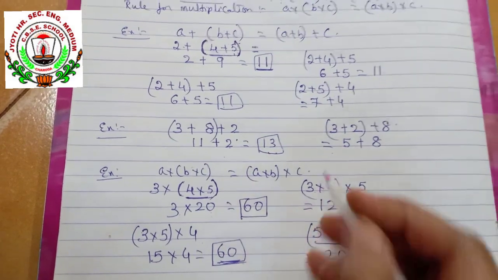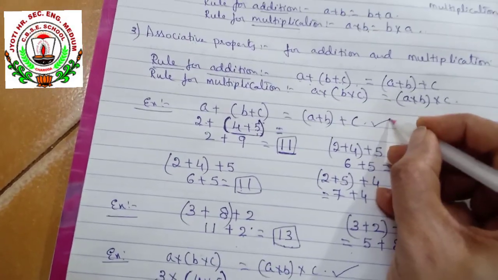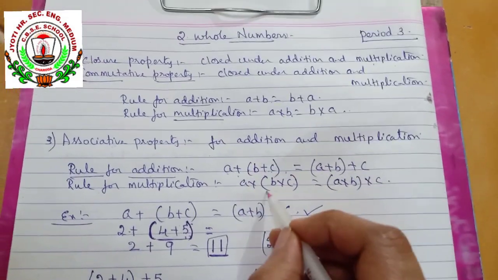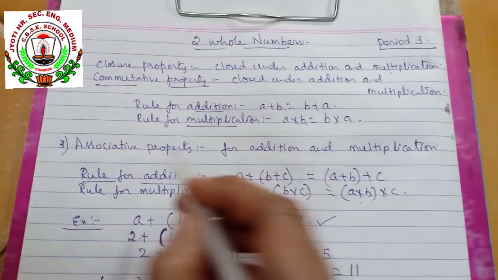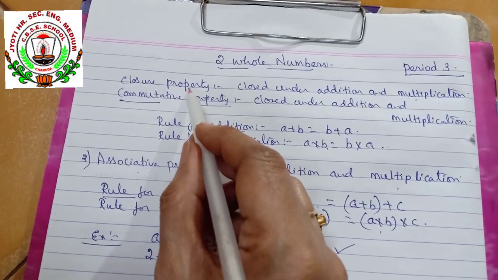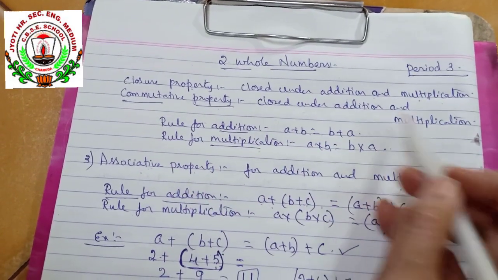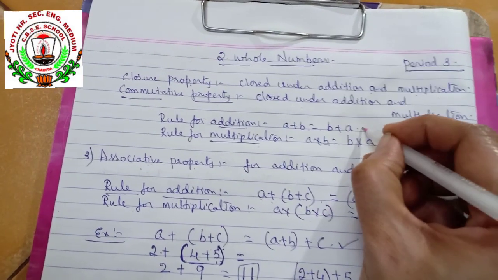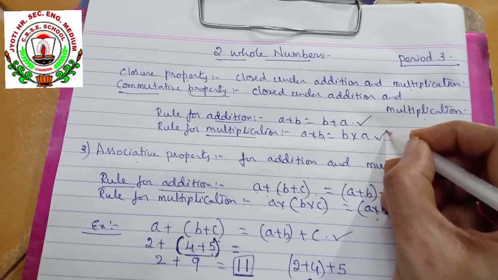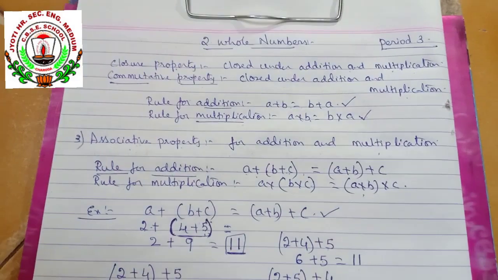So this is the associative property for multiplication, and this is the associative property for addition. This is the general rule for addition and this is the general rule for multiplication. Associative property is also for addition and multiplication. Closure property is also for addition and multiplication. Commutative property is also closed under addition and multiplication only. This is the general rule for commutative property for addition. This is the general rule for commutative property for multiplication.